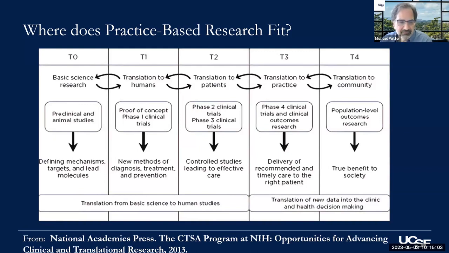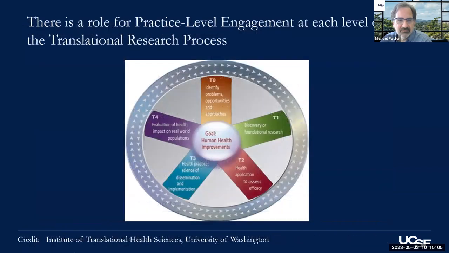So if we go to the next slide, I'm going to show you a diagram of translational research, which I much prefer, from the University of Washington, which represents clinical and translational science as a cyclical process that is non-linear, where human health improvement is in the center, and where there are opportunities for interactions between the academic health center and the community stakeholders in clinical settings throughout the research process.